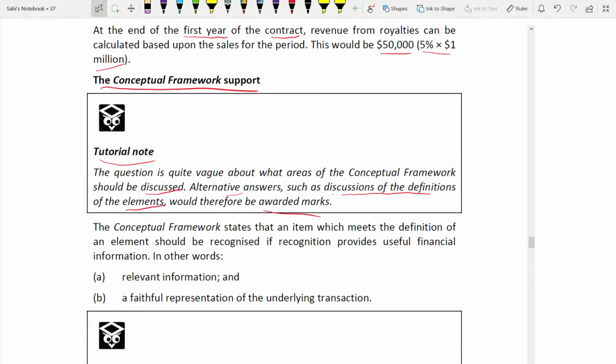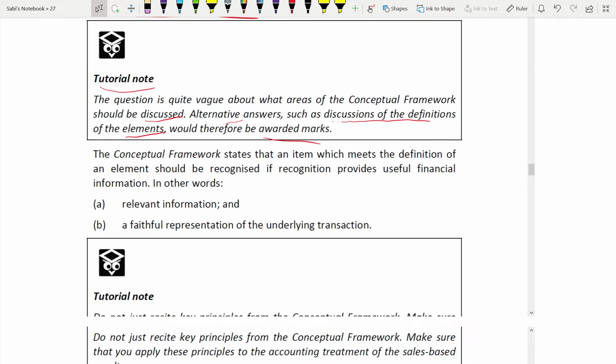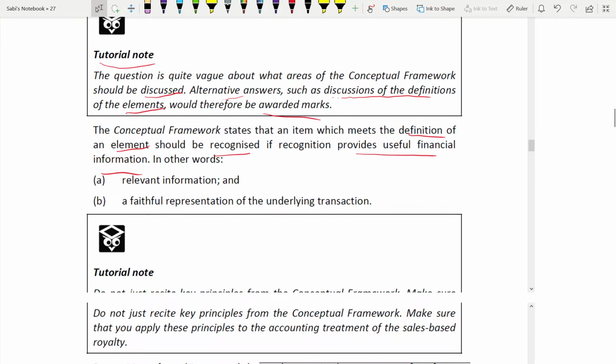But here let's see what they have given. The conceptual framework states that an item, which means the definition of an element, should be recognized. So you are giving the recognition criteria from the conceptual framework. That if it meets the definition of an element, that means the definition of an asset, liability, revenue, income, expense, you recognize it, if recognition provides more useful financial information. What is the meaning of useful financial information? You need to break this down into two: relevant information and faithful representation. Never forget this too.